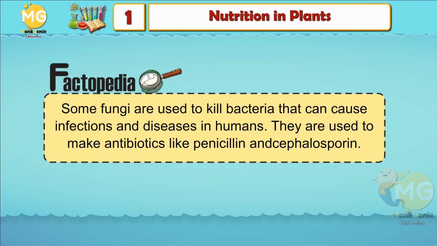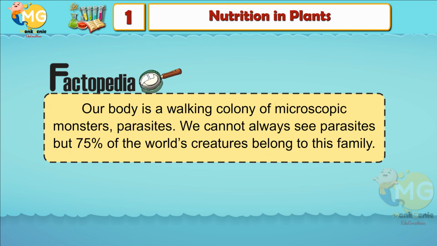Factopedia. Some fungi are used to kill bacteria that can cause infections and diseases in humans. They are used to make antibiotics like penicillin and cephalosporin. Our body is a walking colony of microscopic monsters, parasites. We cannot always see parasites, but 75% of the world's creatures belong to this family.